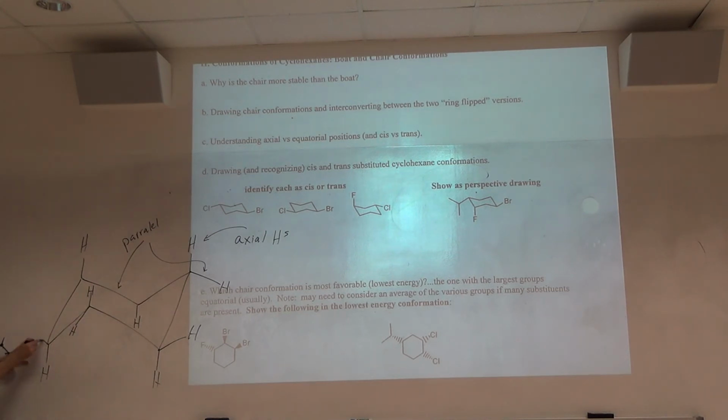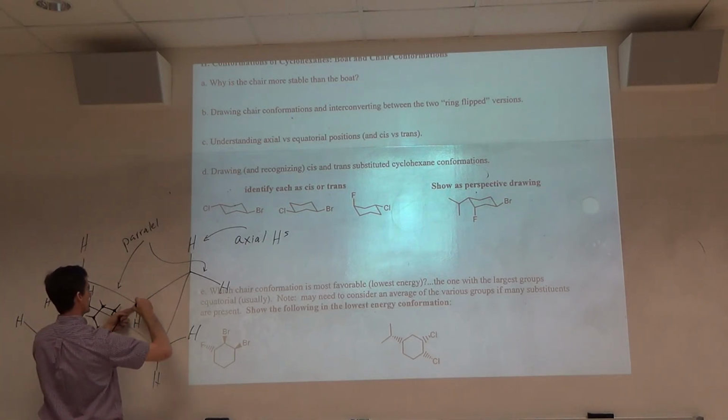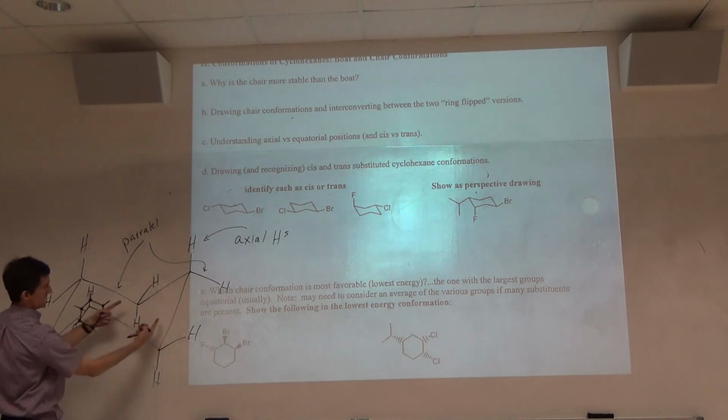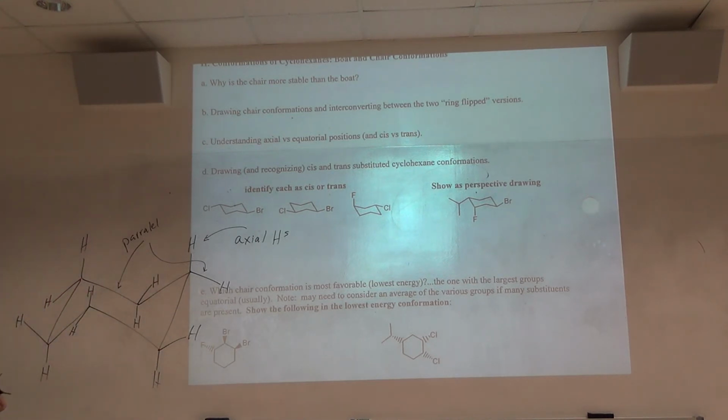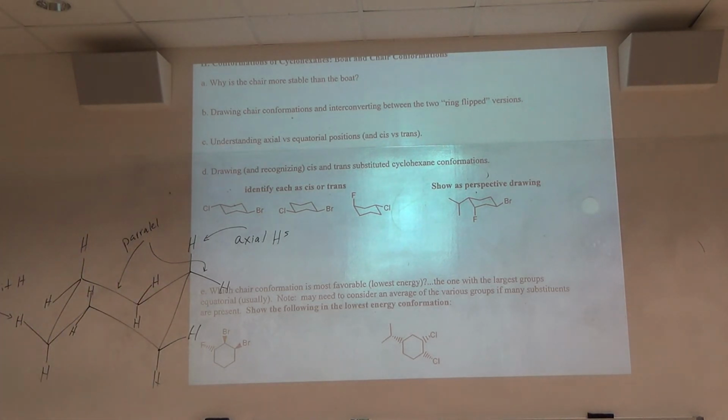So this comes up like this. This guy here, not parallel to that, but to that. So it sort of comes like that. Back here, not parallel to that, but to that, so it sort of comes up like that. It's supposed to be parallel. And so this is your equatorial H's. And there's your cyclohexane in a chair conformation.